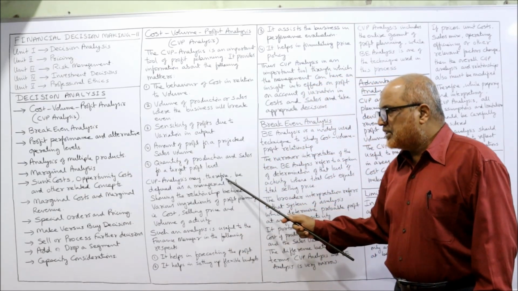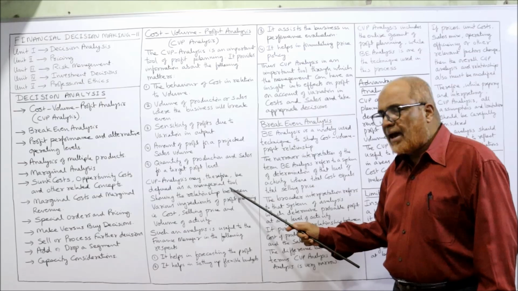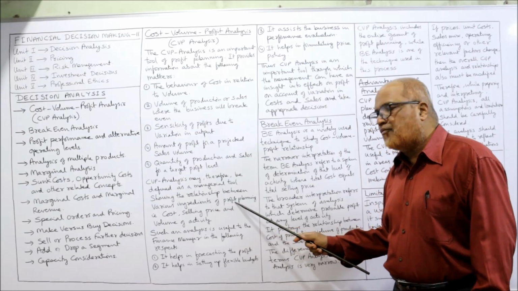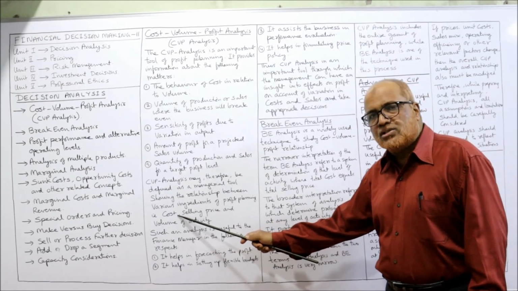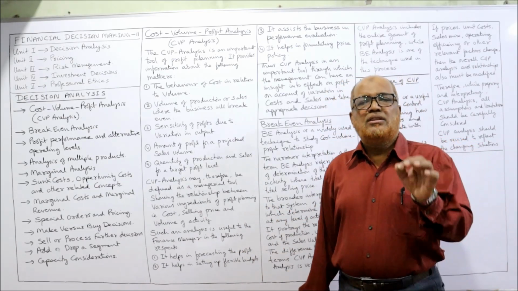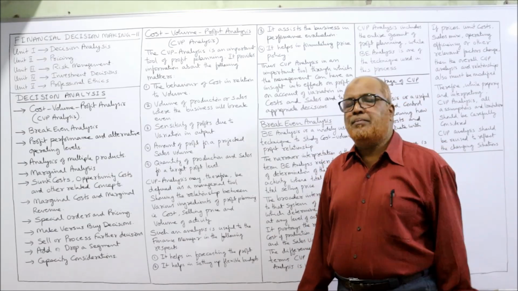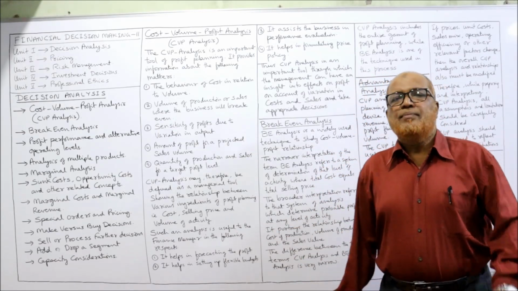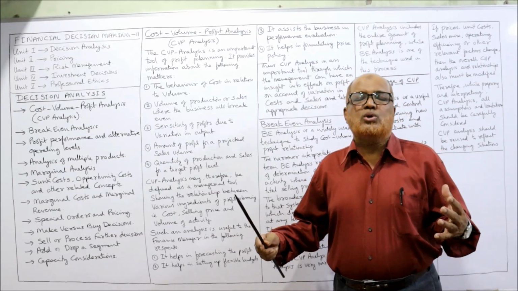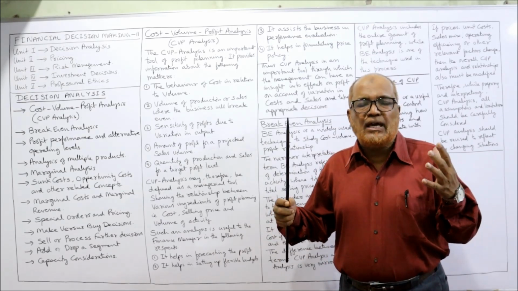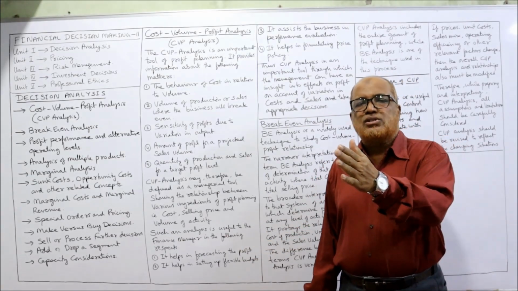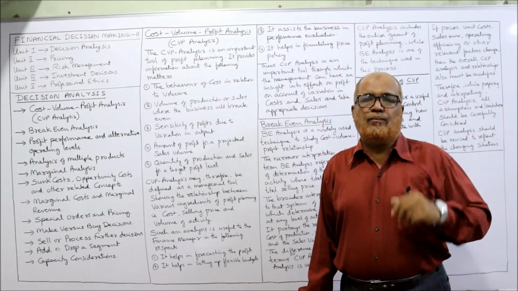Now, CVP analysis may therefore be defined as the managerial tool showing the relationship between various ingredients of profit planning, for example, cost, selling price, and volume of activity. Now, this is very important. This shows the meaning and definition of CVP analysis. So what is CVP analysis? It is a managerial tool of profit planning which shows the relationship between the ingredients of profit planning. What are the ingredients of profit planning? The cost, the selling price, and the volume.